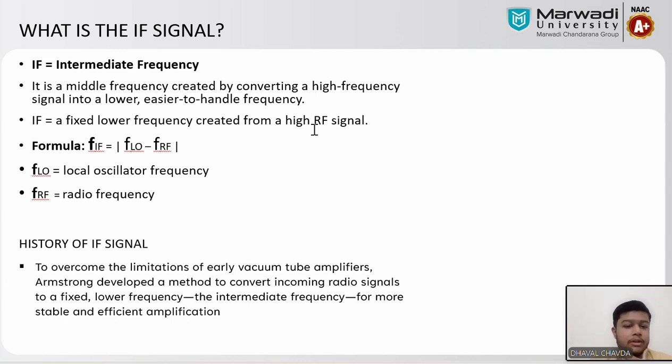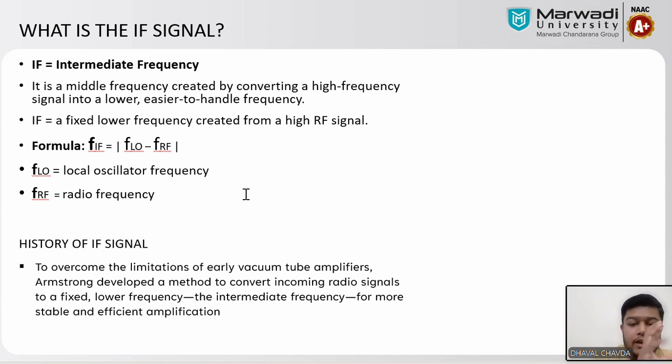IF signal is intermediate frequency. It's a middle frequency created by converting a high frequency signal into lower. Why? Easier to handle. IF is a fixed lower frequency created from a high RF signal. What is the formula for that? And that is the difference of local oscillator frequency and radio frequency.